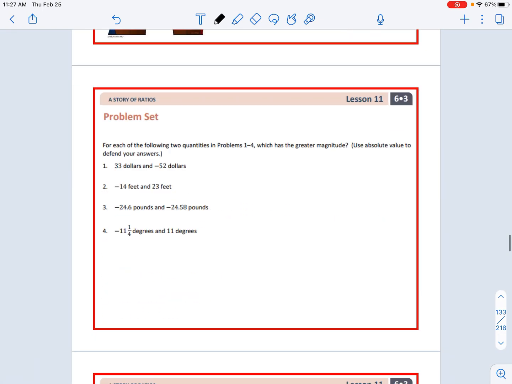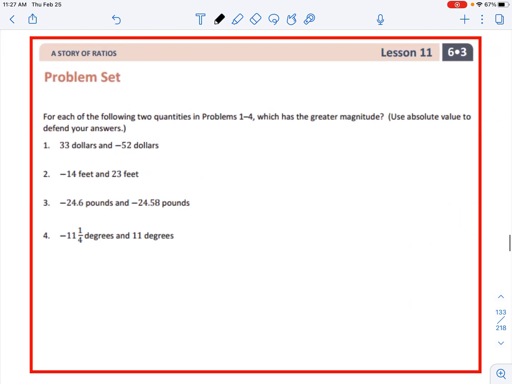All right, guys, you will have a problem set that looks like this. It says for each of the following two quantities in problems 1 through 4, which has a greater magnitude? Remember, magnitude equals absolute value. They give you two numbers. You have to determine which one has a greater absolute value.